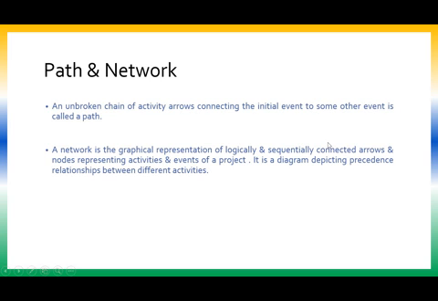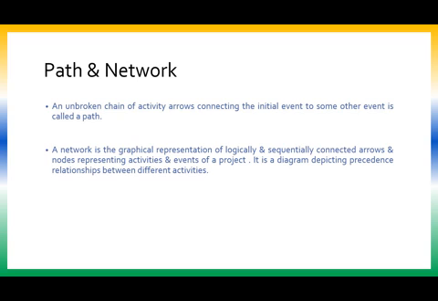So the next term that we need to understand is called path. An unbroken chain of activity arrows connecting the initial event to some other event in the network diagram is called a path.